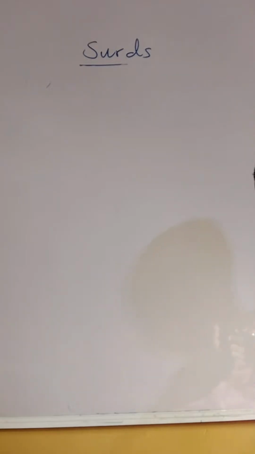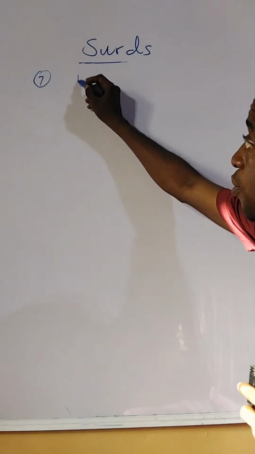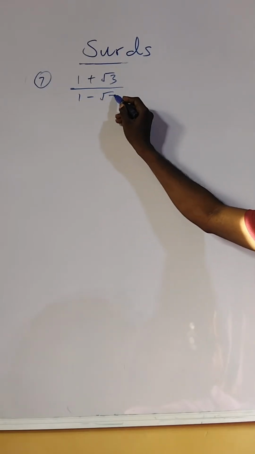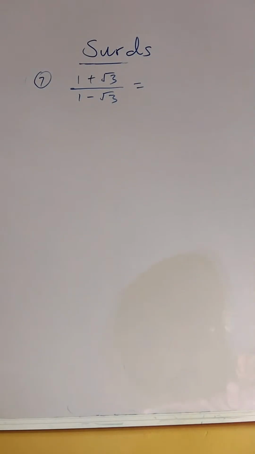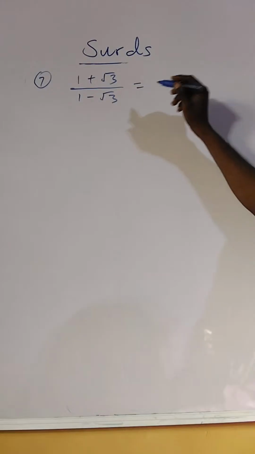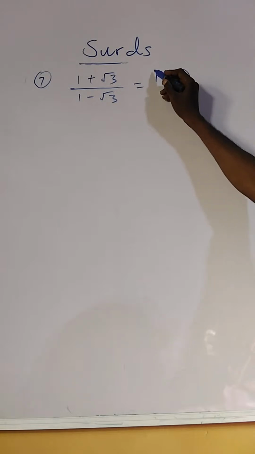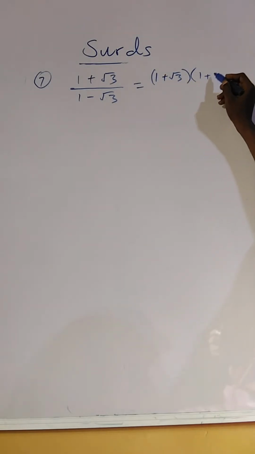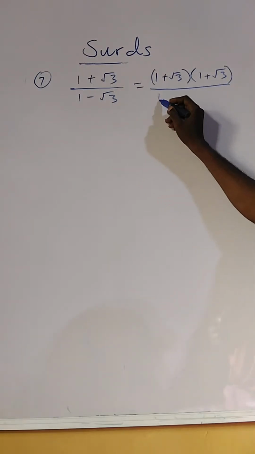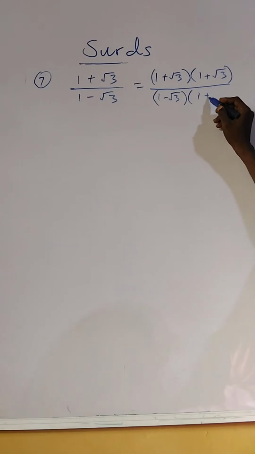For number 7, we have 1 plus root 3 over 1 minus root 3. To rationalize this, also multiply the numerator and denominator by the conjugate surd of the denominator. Here we have 1 plus root 3 times the conjugate, which is also 1 plus root 3, divided by, multiply this as well by the conjugate, 1 minus root 3 multiplied by also 1 plus root 3.